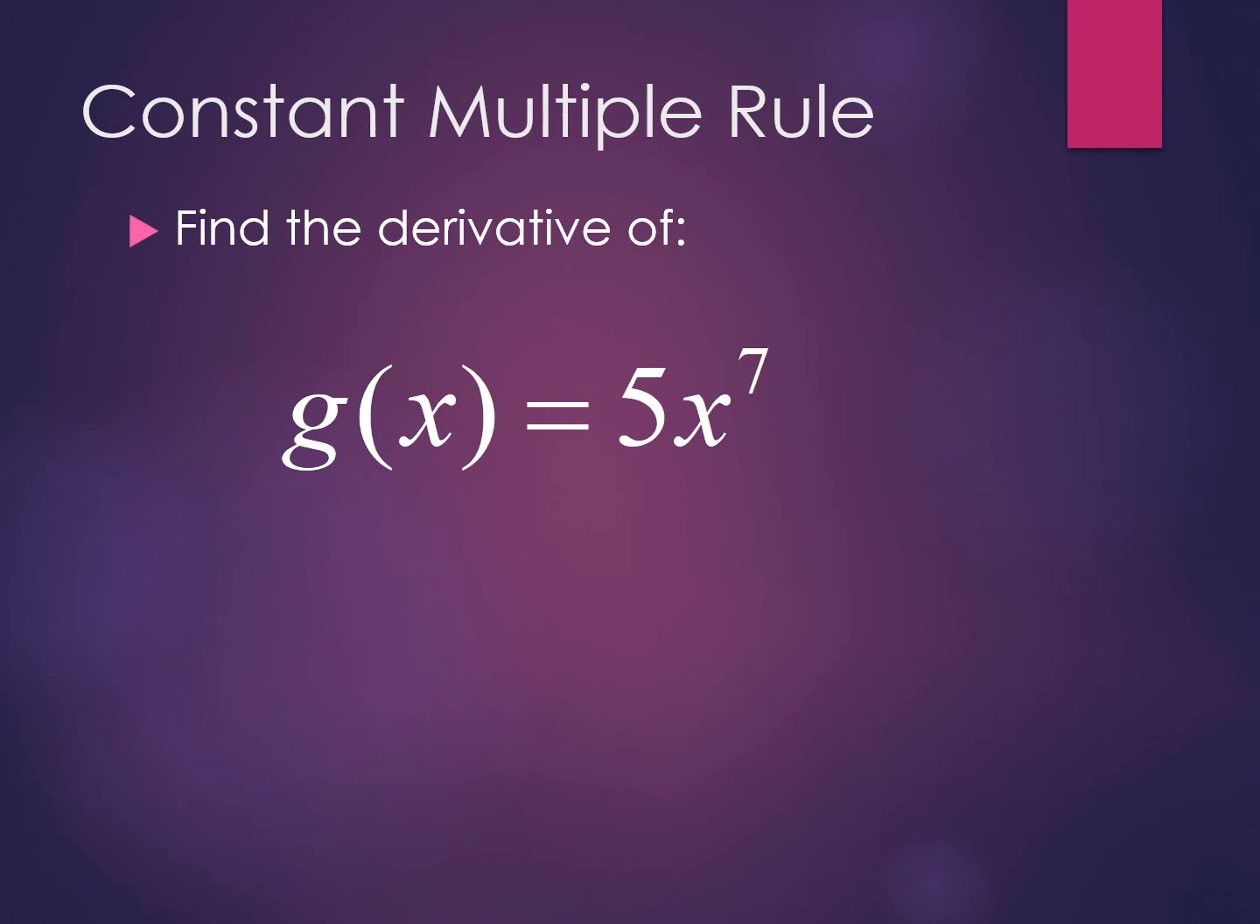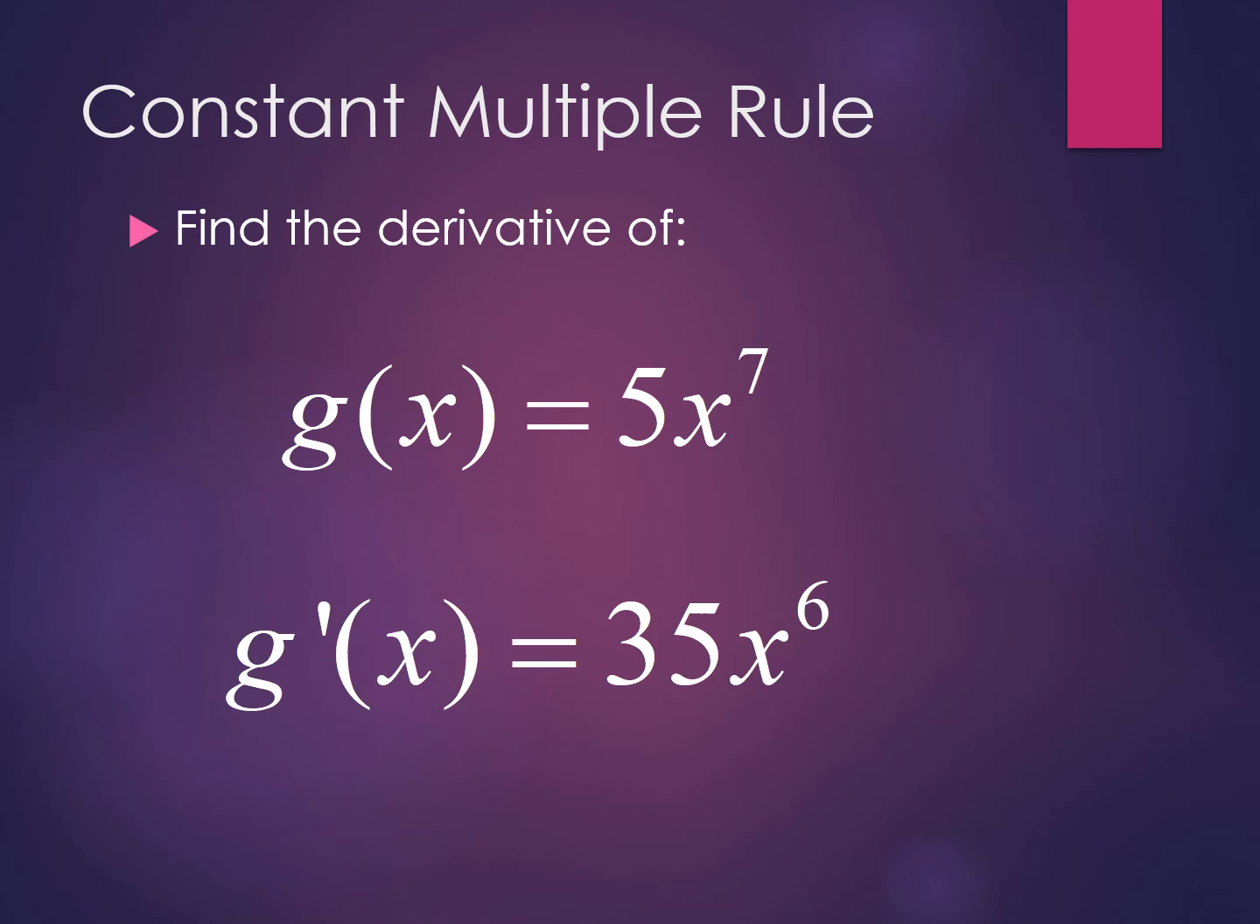So let us have another one under constant multiple rule. Let us find the derivative of g of x equals 5x to the 7. In here, we are just going to multiply 5 times 7, and then we are going to subtract 1 from 7. So the answer is g prime of x equals 35x to the 6th.